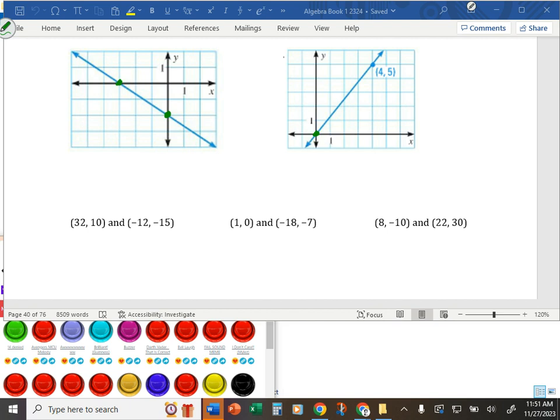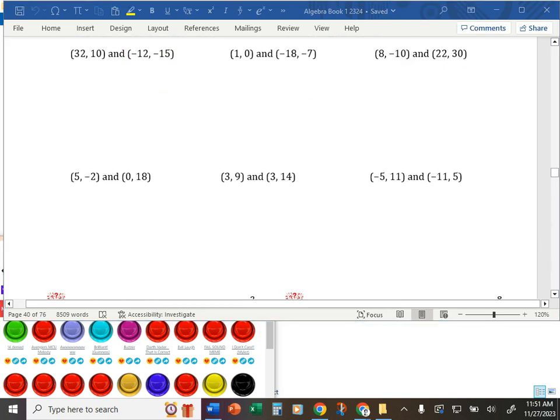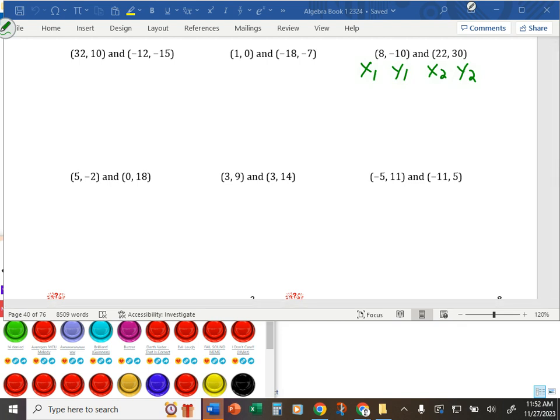Any? Talk about? Nolan? Oh, the third one. Third one. 8, negative 10. That one? What's your question about it? Can you just do it for us? Sure. X1, Y1, X2, and Y2. Okay, you've got that negative, so just pay attention to it, right? 30 minus negative 10, Y2 minus Y1, over X2 minus X1, 22 minus 8.